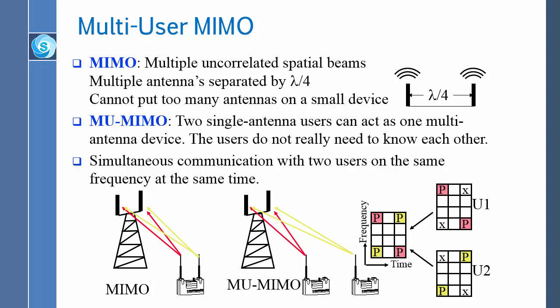To the other user, I can say that your pilots are here, don't use these two, so the pilots don't get mixed up. Pilots come clean. Everything else is mixed up. So this guy is going to transmit at this frequency at the same time. But because the pilots are clean, the receiver, in this case the big tower, can do some math and figure out who is transmitting what.